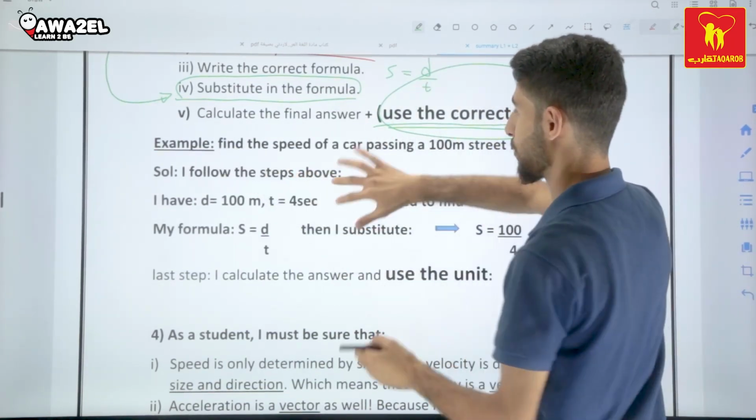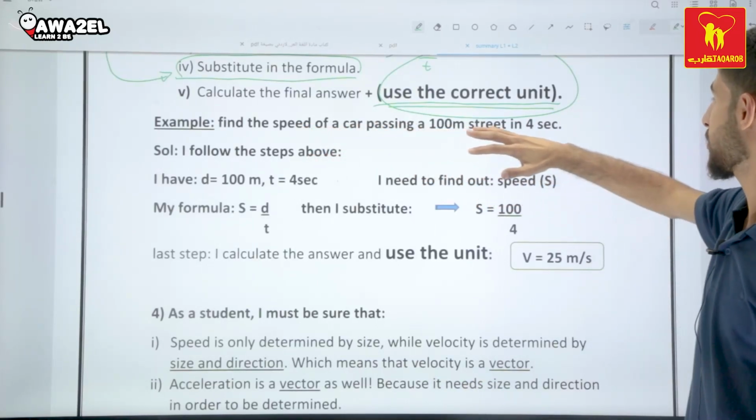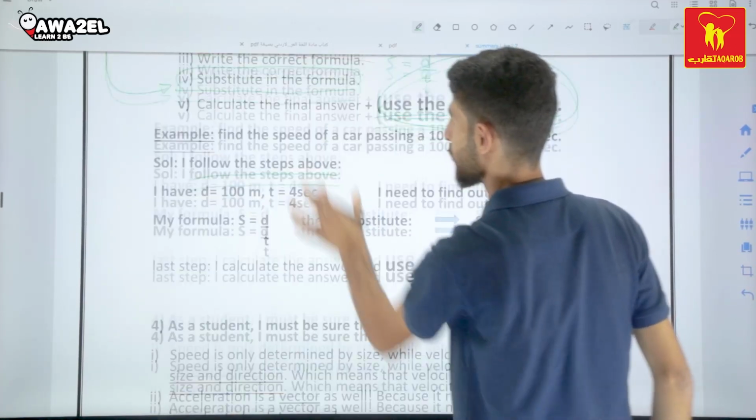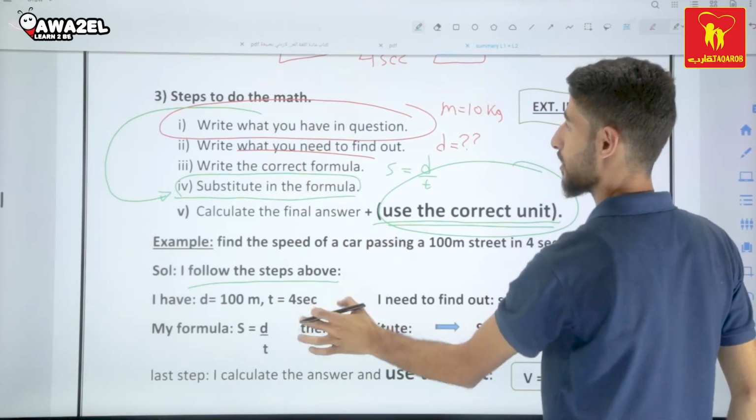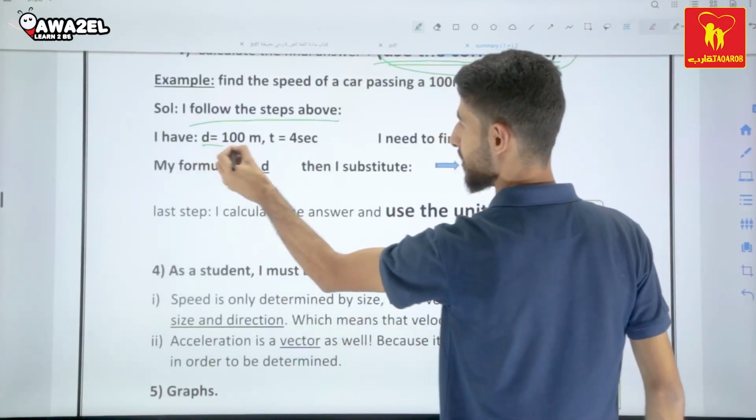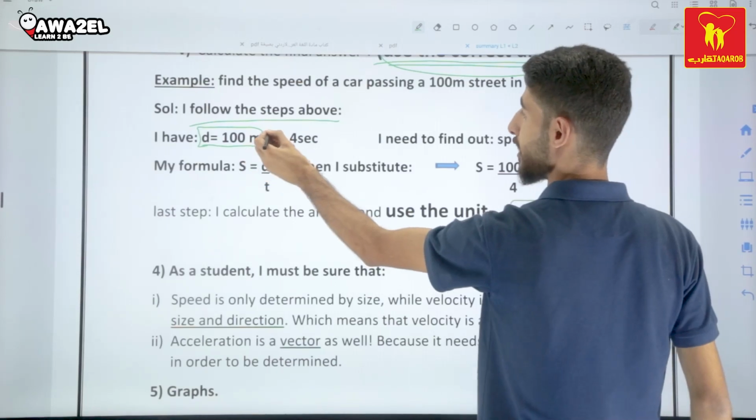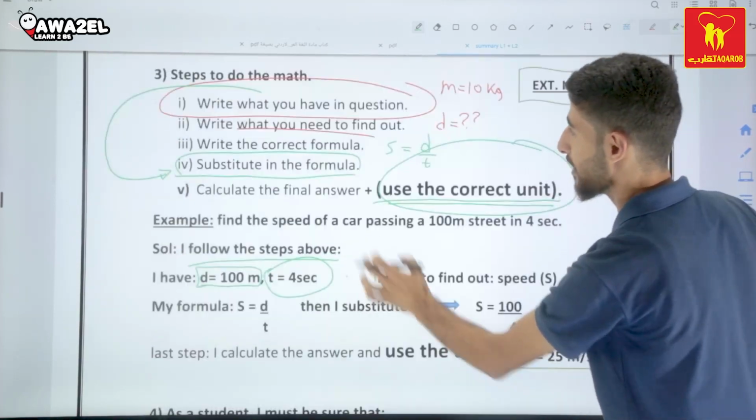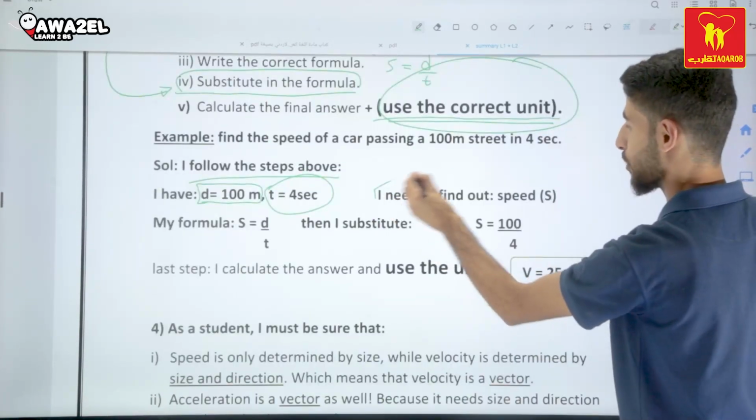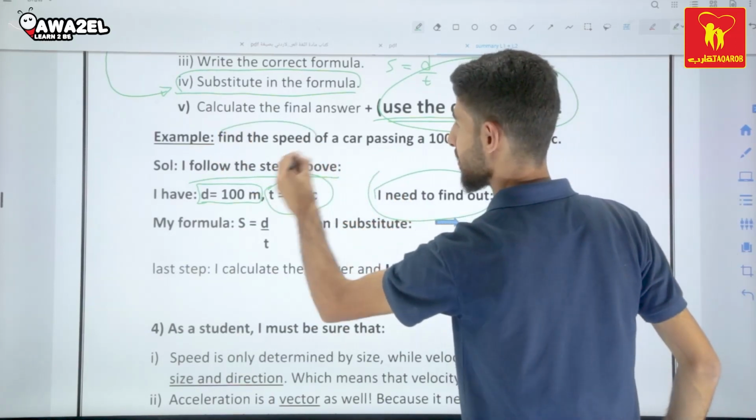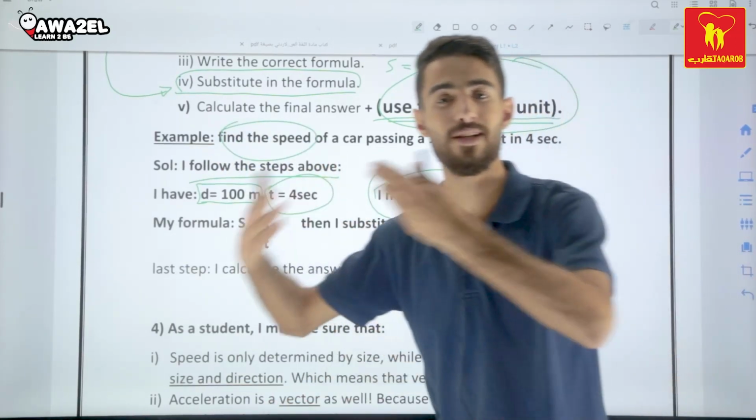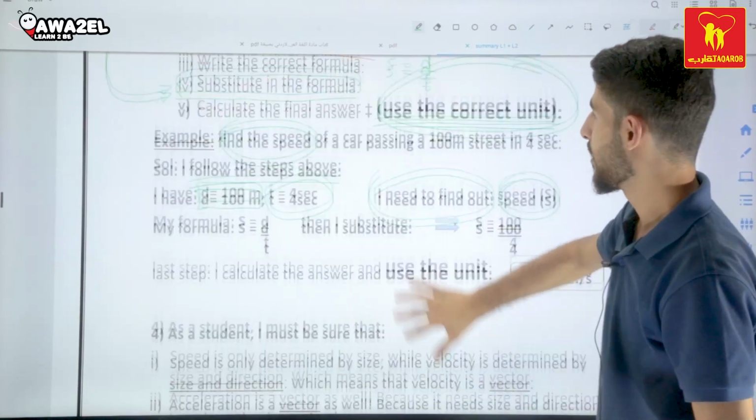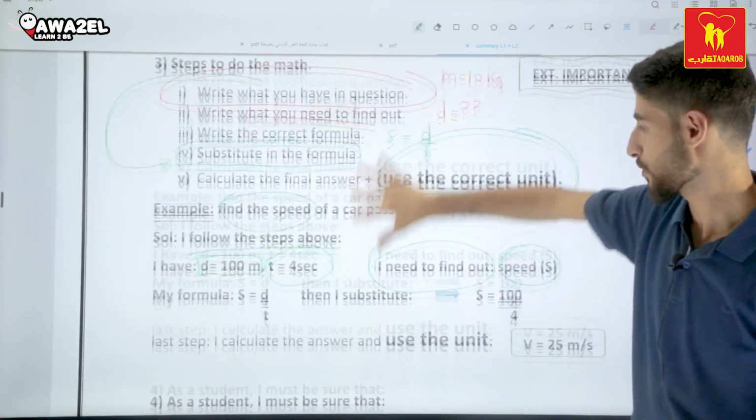Now, let's see an example. Find the speed of a car passing a 100-meter street in 4 seconds. Solution: I follow the steps above. My steps here: one, write what you have in the question. I have d equals 100 meters and time t equals 4 seconds. So, what do I need to find out? The second one. Look, find the speed. You might see calculate the speed. I need to find out speed. Okay. Three: write the correct formula. Where's my formula?